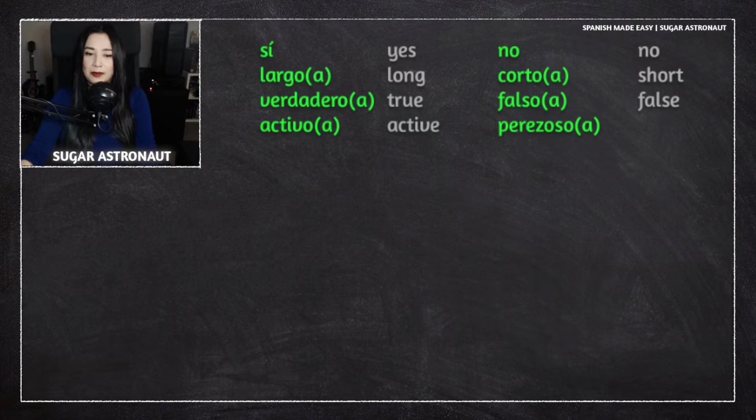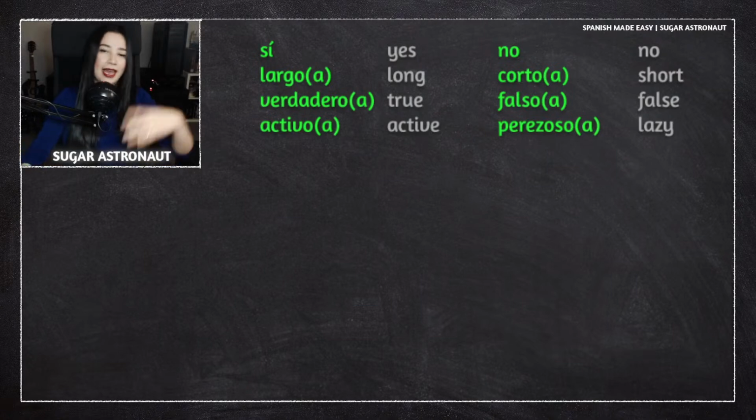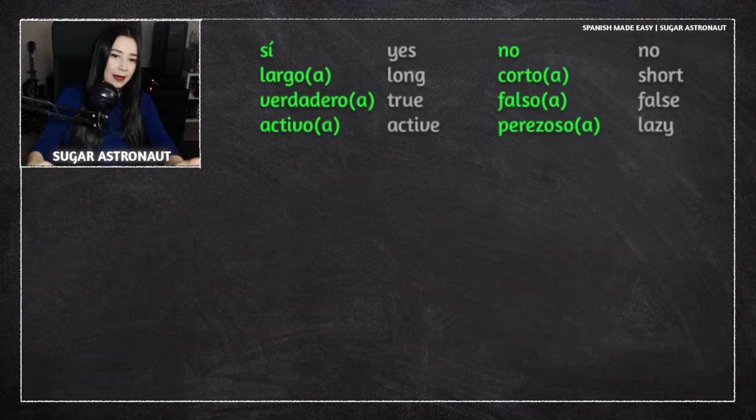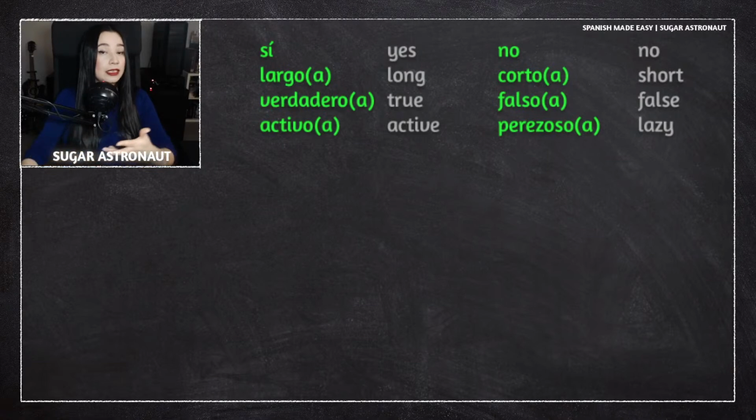Perezoso. So it's pretty much the same sound. S and Z, same sound. Perezoso, perezosa, feminine, and that means lazy. Okay, active, lazy: activo, perezoso, activa, perezosa. Okay, of course, there are different ways to say the same thing in Spanish.